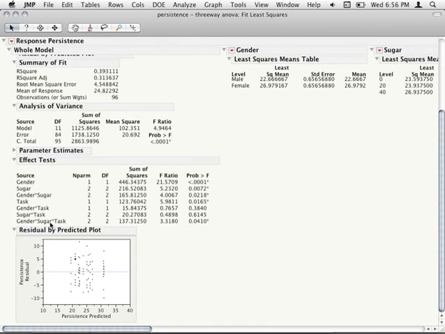And basically finding this higher level interaction, so we have a gender by sugar by task interaction, tells us that we need to think about, or at least investigate, how the different interactions below it are actually playing out. So why they're differing, or what's going on.